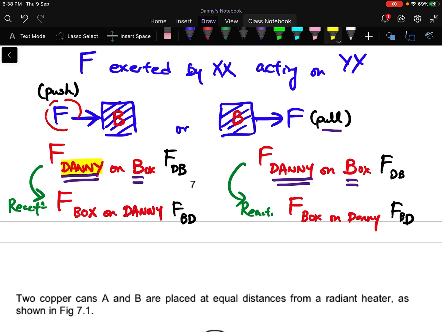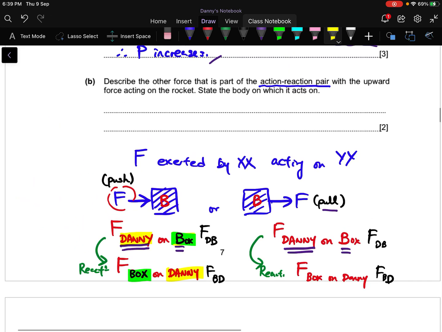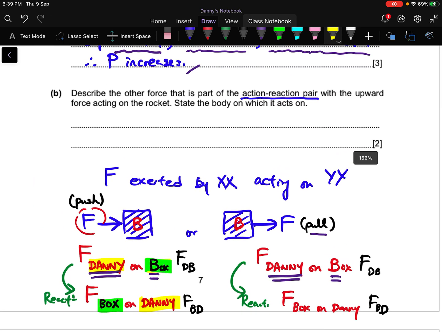So as long as I am able to identify the two objects, one being the one exerting the force, the other being acted on, I can then swap them around, right? I can swap, okay, box will appear here, Danny will appear here. Done. I'm done identifying the reaction force. It's just this simple. So let's look at how to apply it to this.